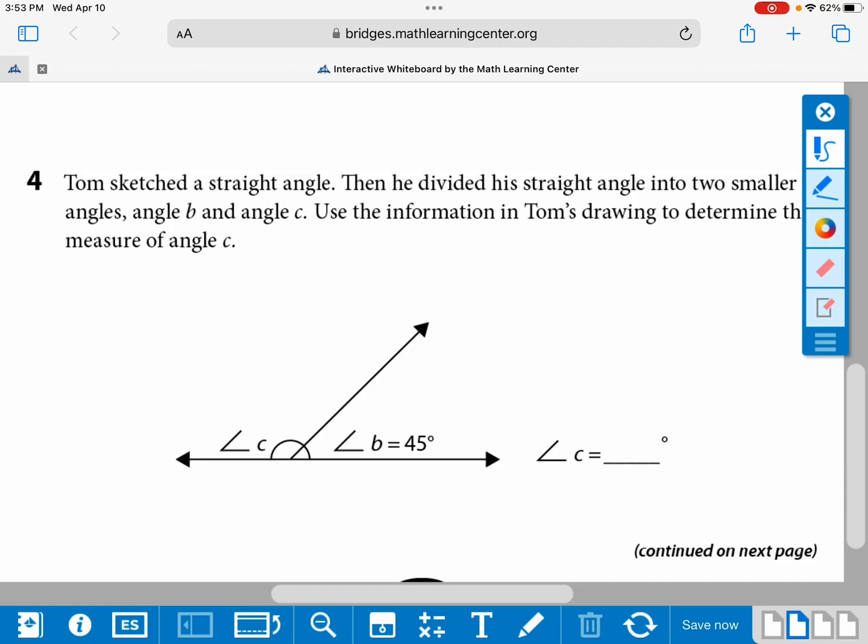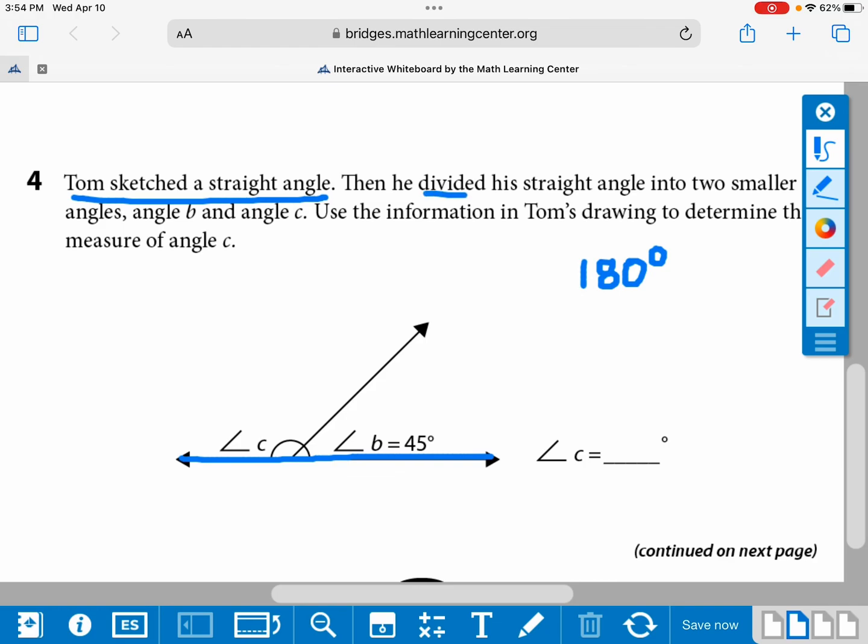For number 4, you could have done this two different ways. You could have actually measured angle C, or we could have done subtraction. All right, and I'll tell you why it's subtraction. In the question, it tells us that Tom sketched a straight angle, which is this right here. A straight angle is worth 180 degrees, because it is a straight line, so it's flat.